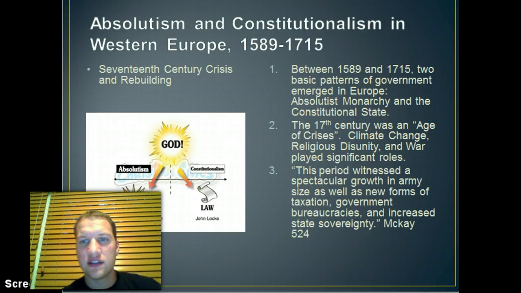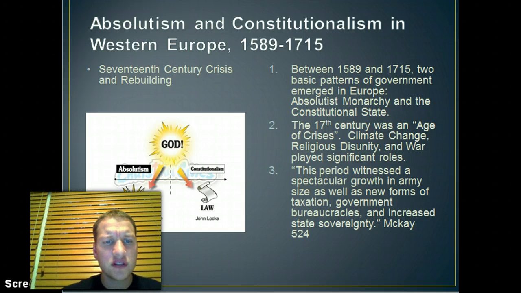So as McKay says, this period witnessed a spectacular growth in army size, as well as new forms of taxation, government bureaucracies, and increased state sovereignty. That's going to be key, especially the growth of army and bureaucracies. In order to be an absolute monarch, you must be able to exercise your power throughout the country. And you have to be able to remove the checks on your power. And so having a bureaucracy to carry out your rule rather than depending on the landed nobility, and having large standing armies rather than depending on the nobles raising armies, certainly takes power away from them. It gives power to the monarchies.